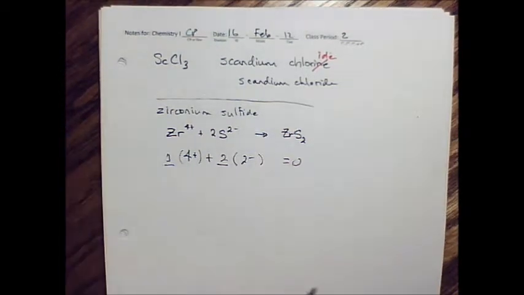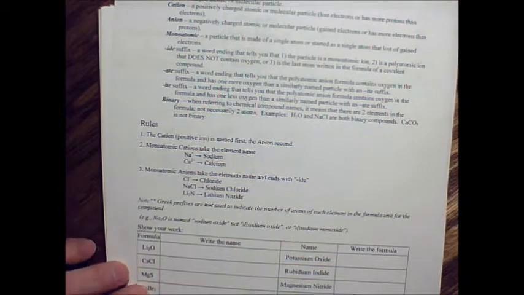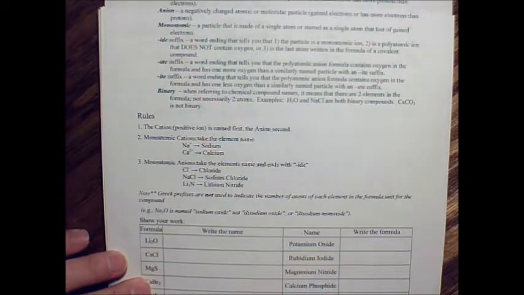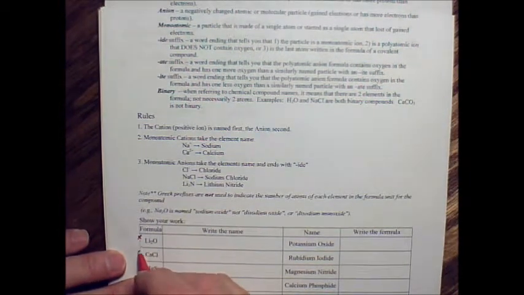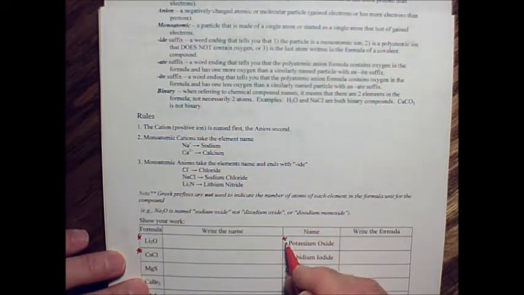Okay? All right, now you have the worksheet for writing binary ionic compounds. All right, I want you to do the first 4, the first 2 in each column. I want you to name this one and this one, and I want you to write the formula for this and this. Okay? Do that now, please.